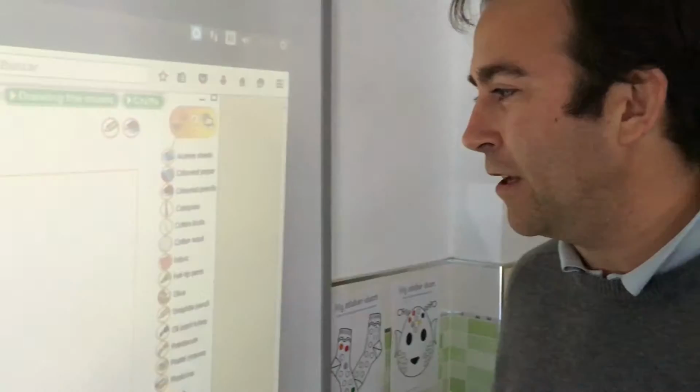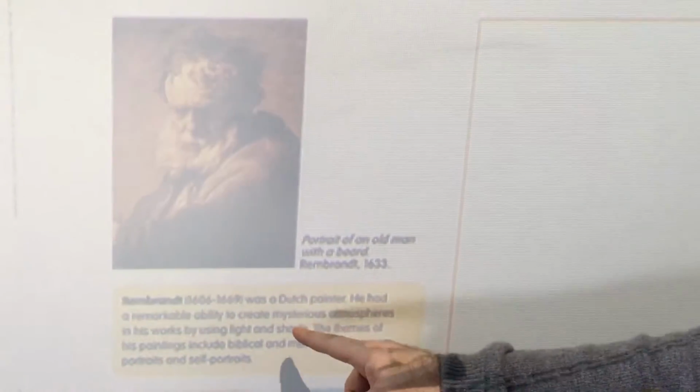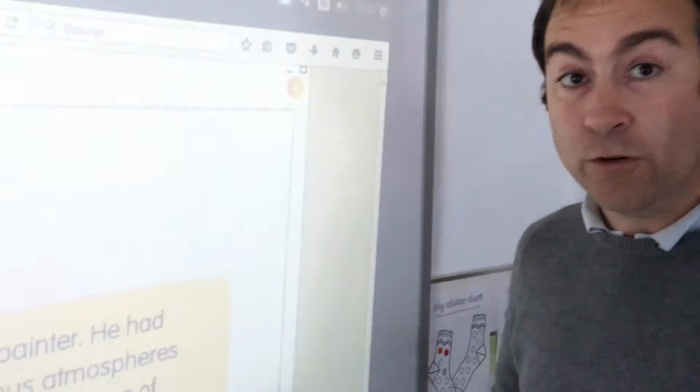I'm going to talk to you about my art lessons and how we do a portrait. Today we've got a very famous portrait here, which is the portrait of an old man with a beard by Rembrandt, who was a Dutch painter. And I always start my lessons with a little introduction about the history of the paintings and the techniques that the students need to use when it comes to doing a good portrait.